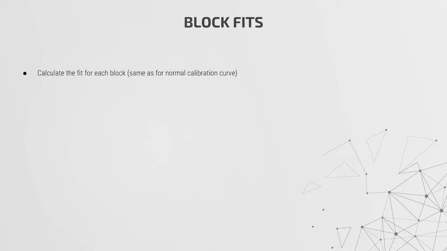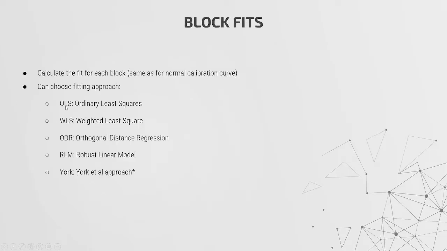OLS stands for ordinary least squares, WLS stands for weighted least squares, ODR stands for orthogonal distance regression, and RLM stands for robust linear model. All of those, if you type into Wikipedia, you'll get an explanation of what they are. They're all very standard, but they do fit and treat the data slightly differently. Some of them will be more robust where you have outliers.